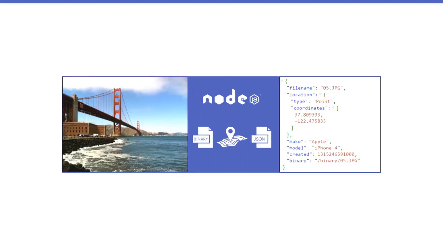So what we can do, and the whole idea behind this application is very simple, is that we're going to take a binary file, the image that you took using your smartphone. We're then going to extract some information out of that and store it in a JSON format.